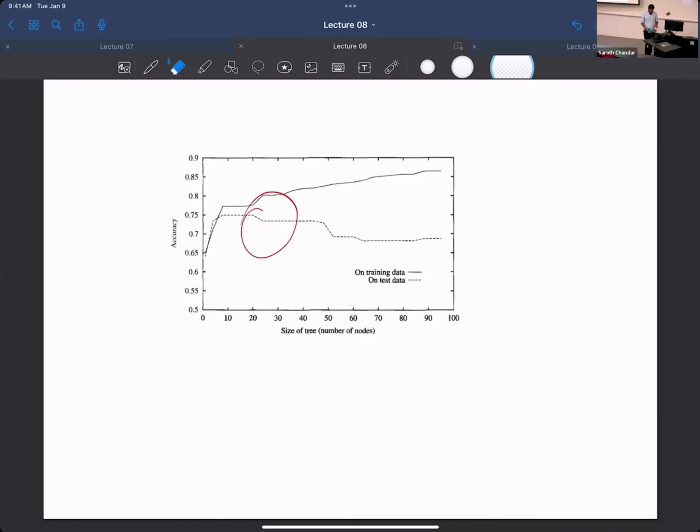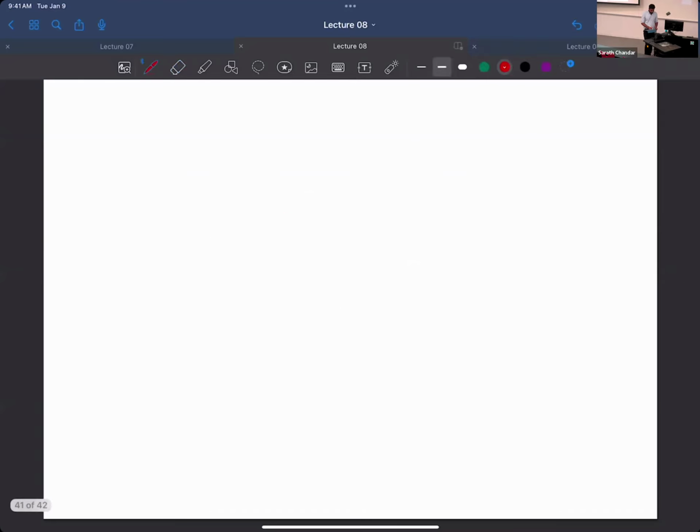But I can group all these techniques into two major ways of avoiding overfitting. One is to stop growing the tree earlier, okay? The depth hyperparameter or the minimum example hyperparameter, these are preventing overfitting, right? So you say, oh, I don't want to continue further, so you're stopping earlier, right?